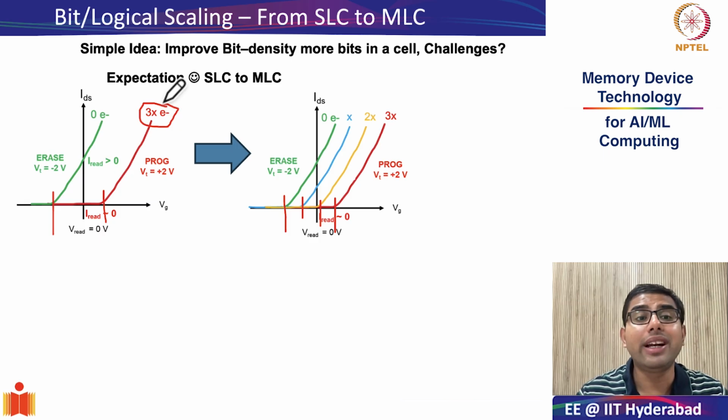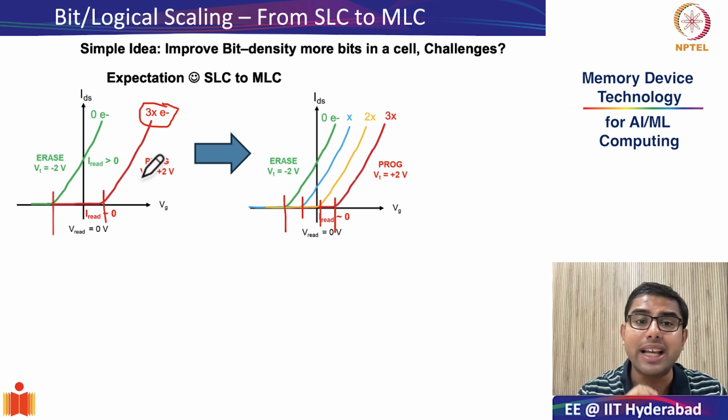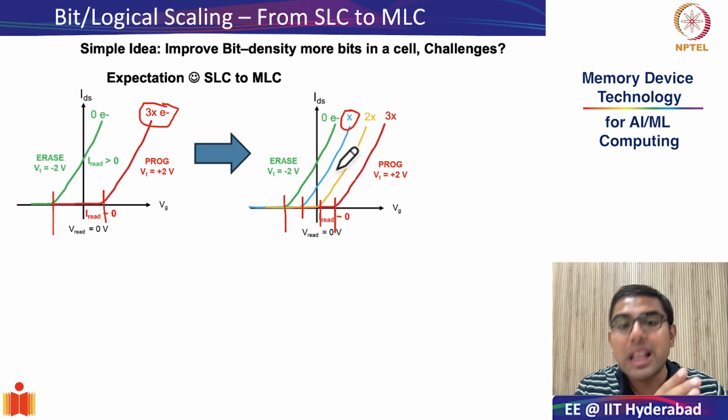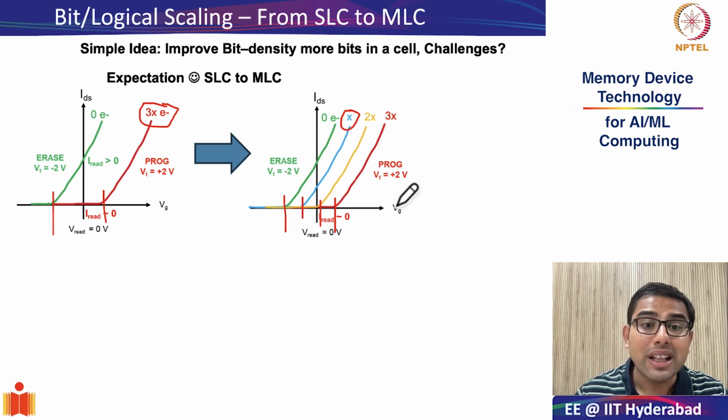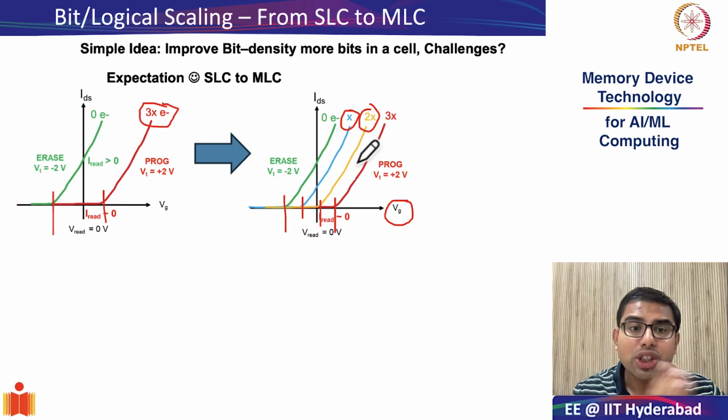So if there were 3000 electrons which shifted the threshold voltage from the erase state of -2 to the program state of +2, since the threshold voltage is a linear function of the trap density, by filling in x number of electrons, you will be able to shift it 1/3 the distance or 1/3 the gate voltage, and by filling 2x number of electrons, you would be able to move the threshold voltage 2/3 of the distance. So this is a very simple idea.